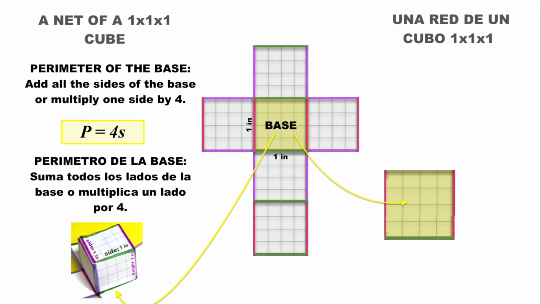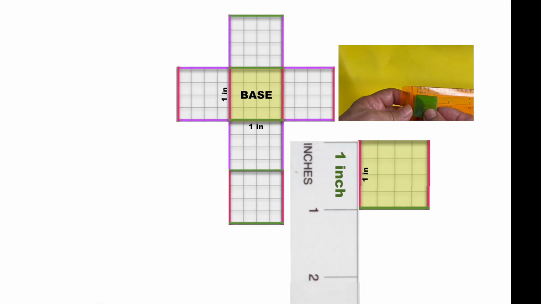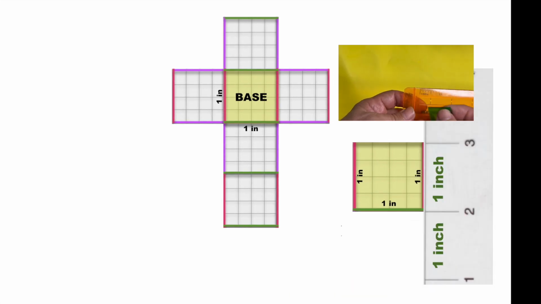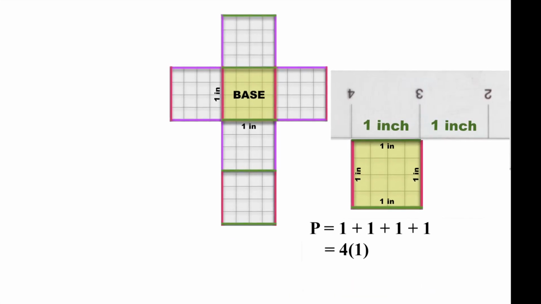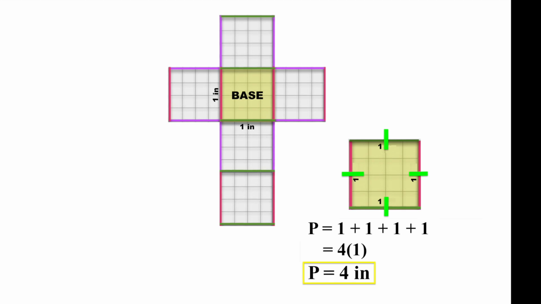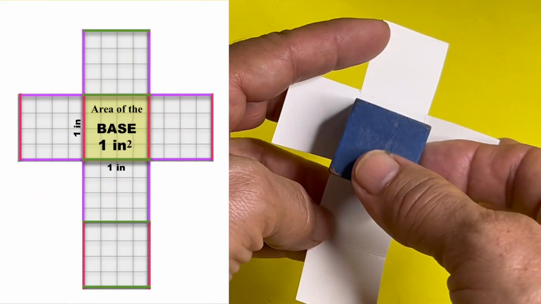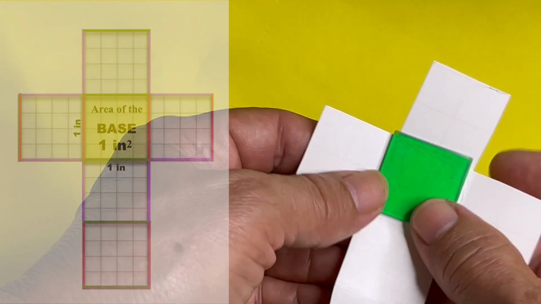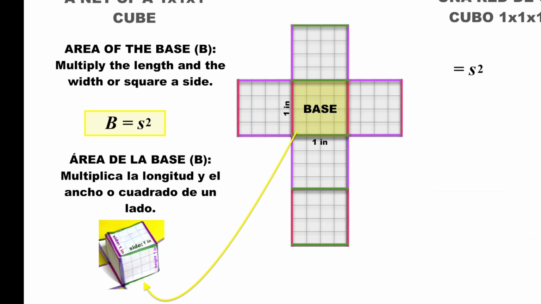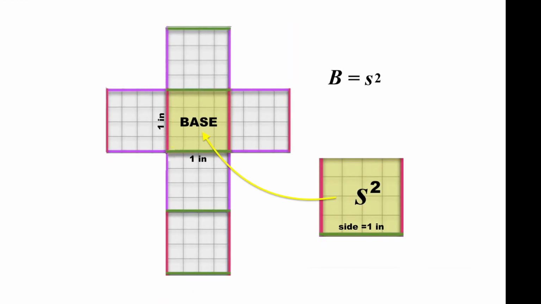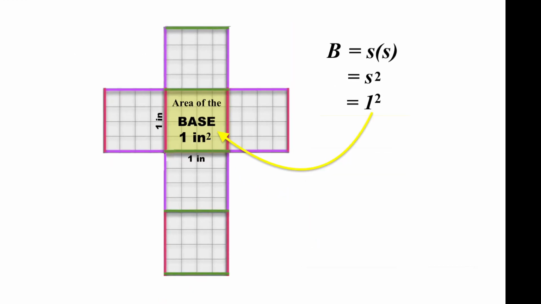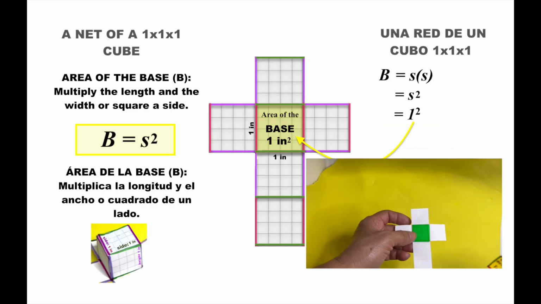To find the perimeter of the base, just add all the sides or multiply 4 by one side, 4 inches. A cube has a square inch as its base. One side measures 1 inch, so the area of the base measures 1 square inch.